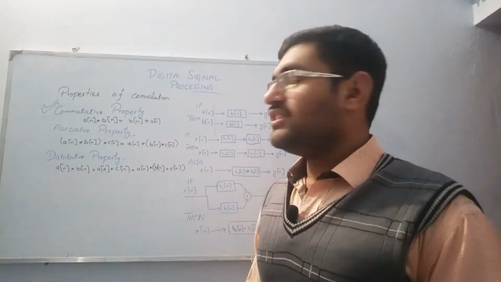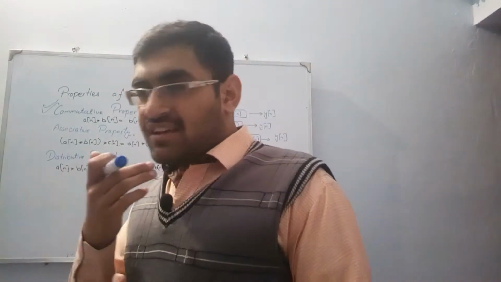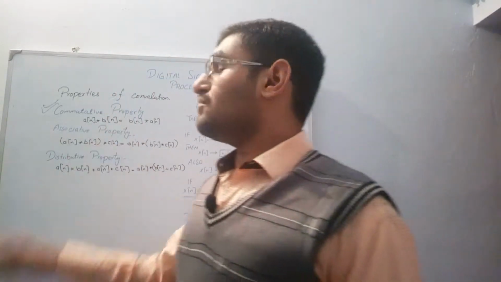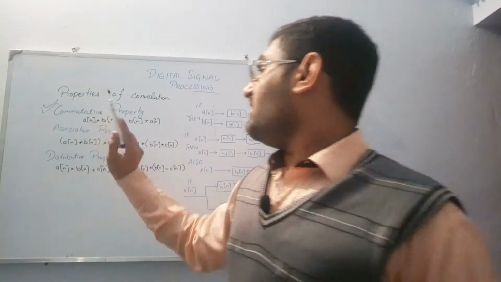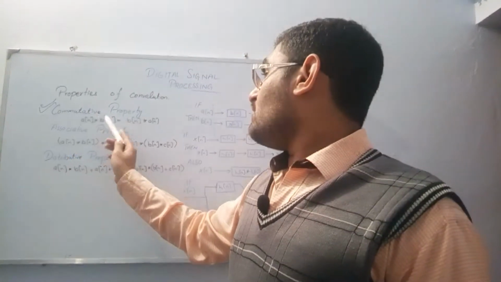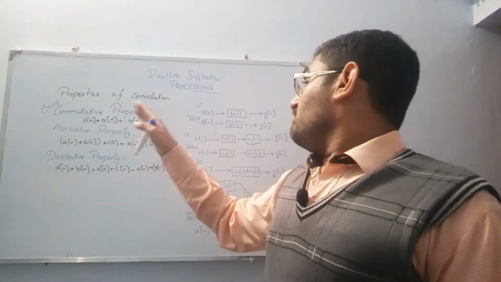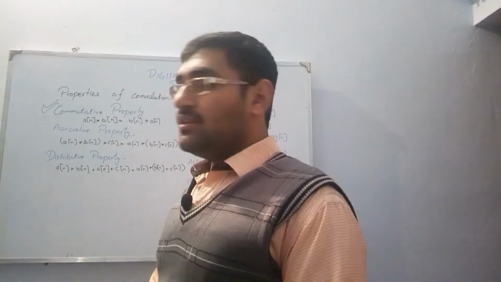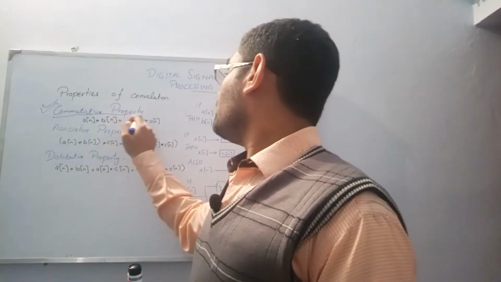So the first one is the commutative property. In mathematics, when we have a multiplied by b equal to b multiplied by a, if both have the same result, then the property is known as the commutative property. Similarly, convolution follows the property if I convolve a of n with b of n, and b of n with a of n. If both of these give the same result, then it follows the commutative property.